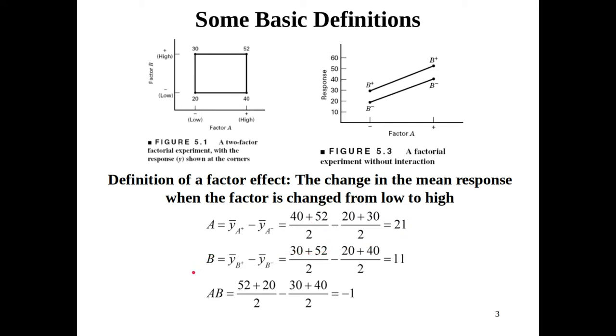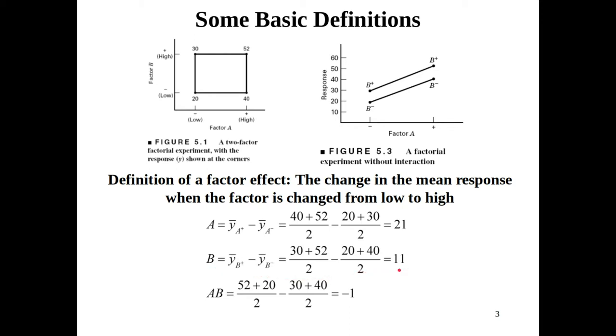Similarly, to find the effect of factor B, we take y bar B plus minus y bar B minus. This is the high B side and this is the low B side. So we take the average of the response variable values on high B, and we subtract the average of the response variable values of low B from that to see the effect of factor B. After doing the calculations, we see that the effect of factor B is 11.